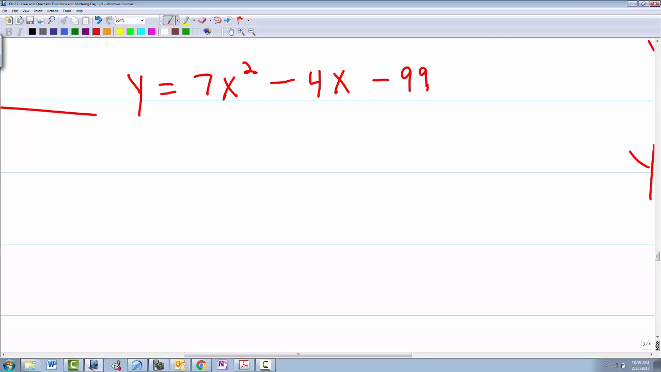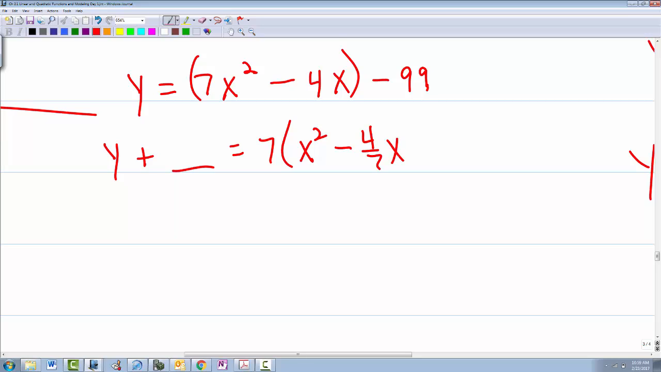Okay, now, what's your first step? Take out a what? What does minus 4x become? Minus 4 over 7. Now, this is why I've been doing this. We're going to do our work here where, and the whole point is, remember, you can't complete the square on 7x squared minus 4x because the 7 screws it up and you don't get a binomial squared.